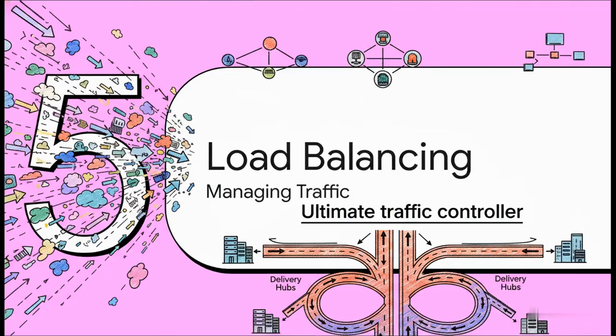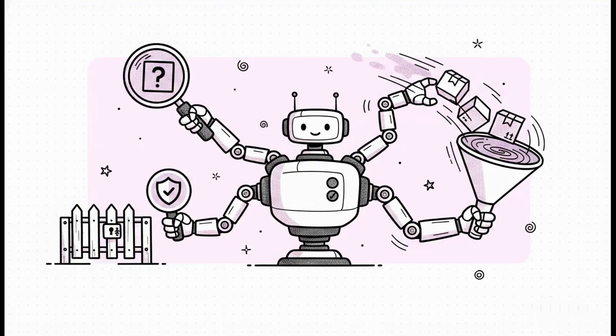Which brings us to Section 5, Load Balancing. With all this global traffic just rushing in, we desperately need a way to manage the chaos once it arrives. Elastic Load Balancing acts as your local warehouse dispatcher. It distributes all those incoming requests across multiple servers, making sure no single worker gets overwhelmed and drops a package.